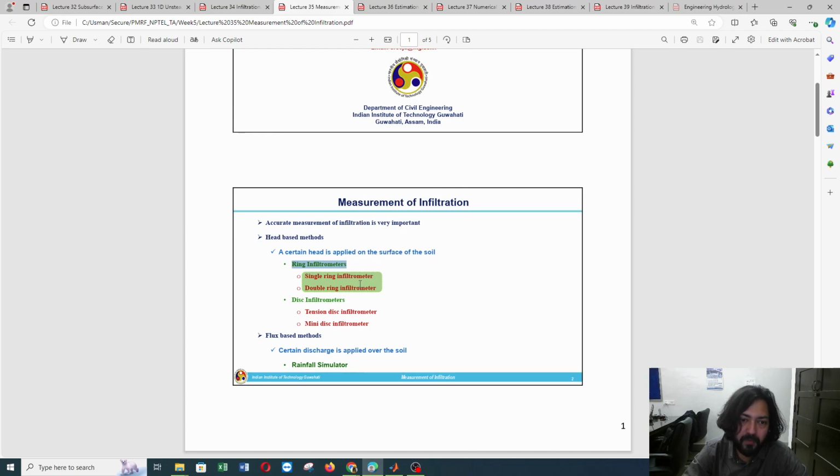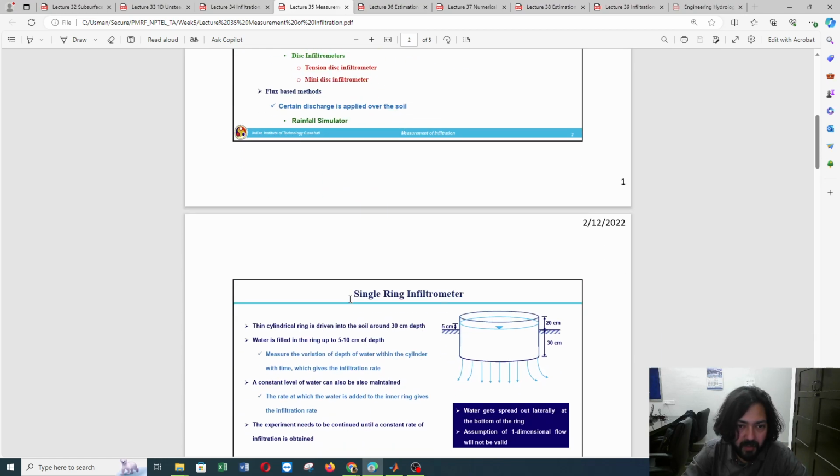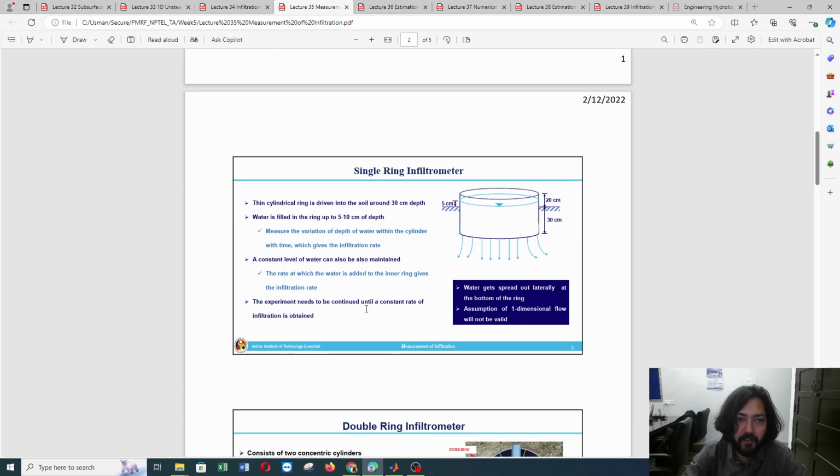So there are two types of instruments, single ring and double ring. The process to record or measure the infiltration in both the instruments is the same. The only thing is that the double ring takes into account two different sets of rings, whereas in single ring there is only one instrument. We'll see both of them one by one. So the first instrument is the single ring infiltrometer.